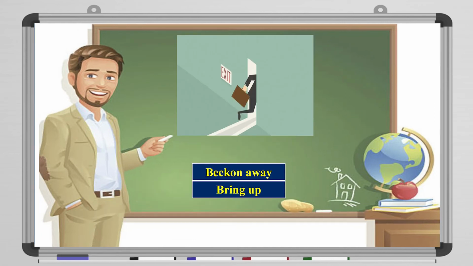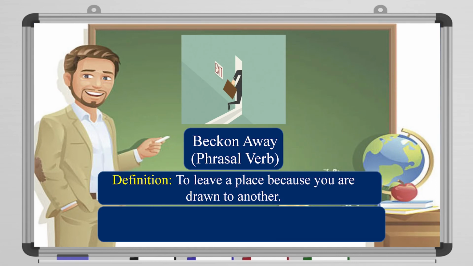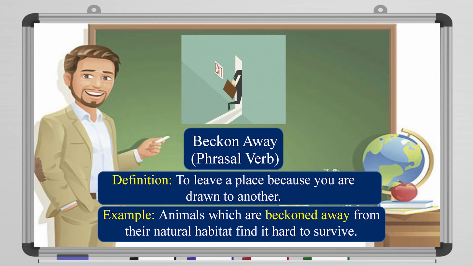Oh, he's trying to run away. Did you get that? I said away. Well, the word is beckon away, which is a phrasal verb, which means to leave a place because you are drawn to another. So for example, animals which are beckoned away from their natural habitat find it hard to survive.